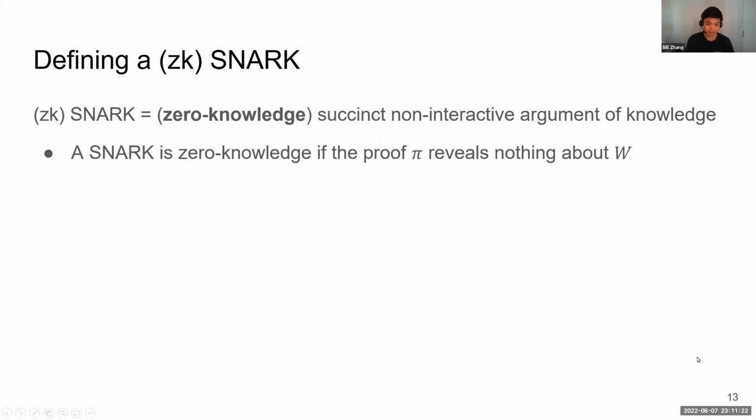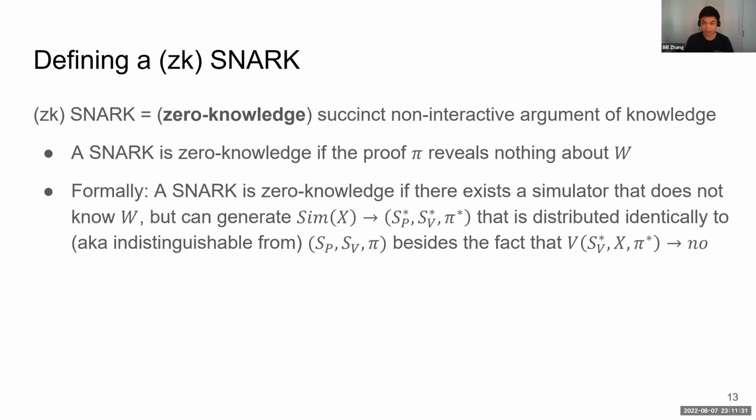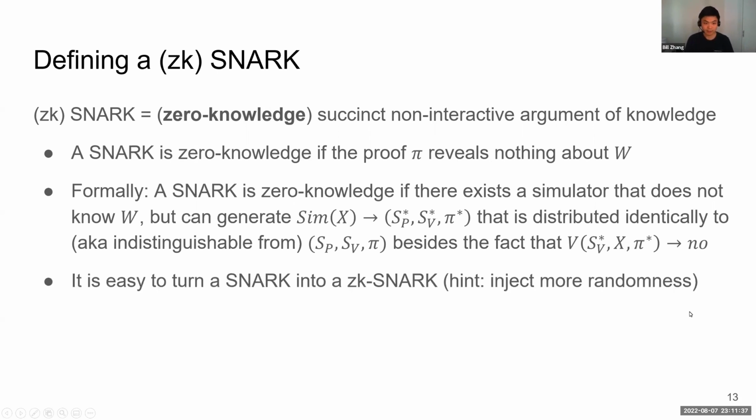And then finally, we define the zero knowledge property, which is to say that these SNARKs can optionally satisfy this additional property of being zero knowledge, which means that the proof generated by the prover cannot reveal anything about W. This is a formalized definition that we don't have to go into, but it's easy to turn a SNARK into a zk-SNARK. The key is to just inject some more randomness into the SNARK so that it's harder to tell what the proof is doing and what the proof is saying about the witness.